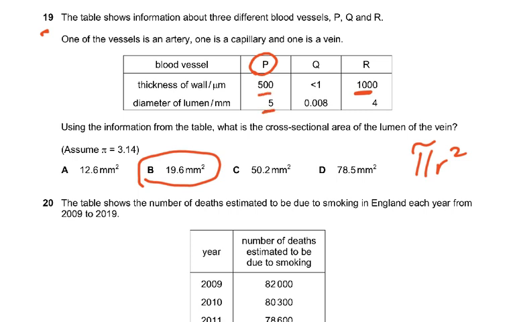Now the diameter of the lumen is 5 millimeters. Using the information, which is the cross-sectional area of the lumen of the vein, pi r squared. Pi they've given you as 3.14, and the radius will be 2.5, since the lumen diameter is 5. So 2.5 times 2.5, which is r squared, and then you multiply that by 3.14. So the answer is 19.6 millimeter squared, because please remember this answer is in millimeters and you have to calculate it in millimeters.